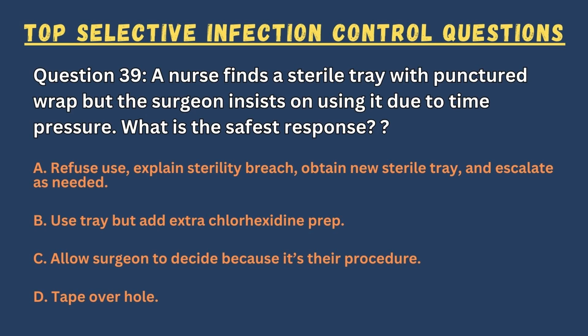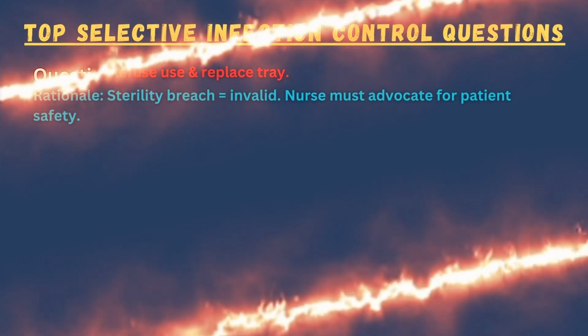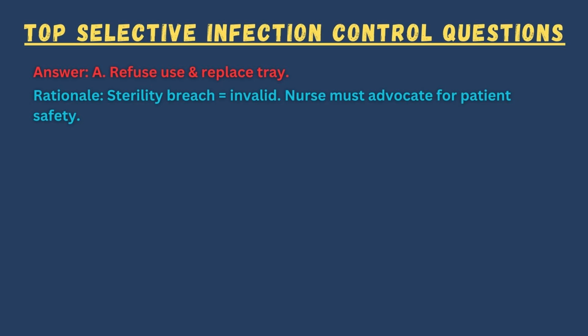Question 39. A nurse finds a sterile tray with punctured wrap, but the surgeon insists on using it due to time pressure. What is the safest response? A. Refuse use, explain sterility breach, obtain new sterile tray, and escalate as needed. B. Use tray, but add extra chlorhexidine prep. C. Allow surgeon to decide, because it's their procedure. D. Tape over hole. Answer. A. Refuse use and replace tray. Rationale. Sterility breach equals invalid. Nurse must advocate for patient safety.